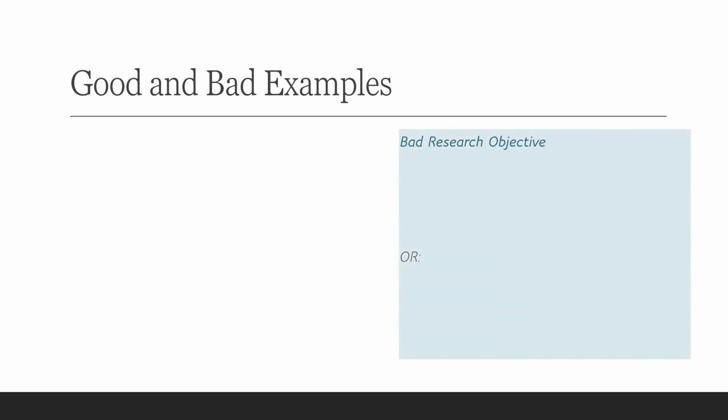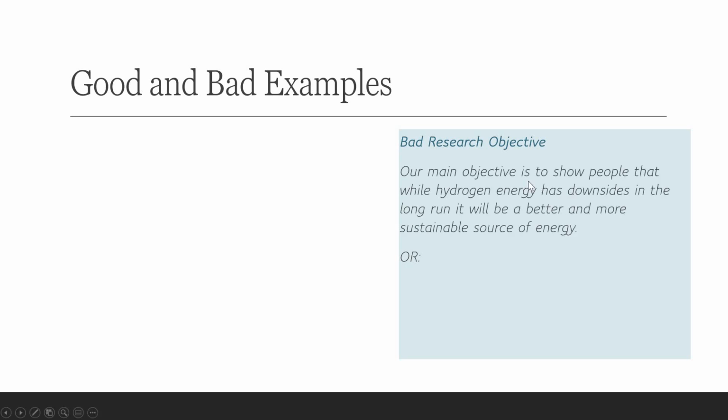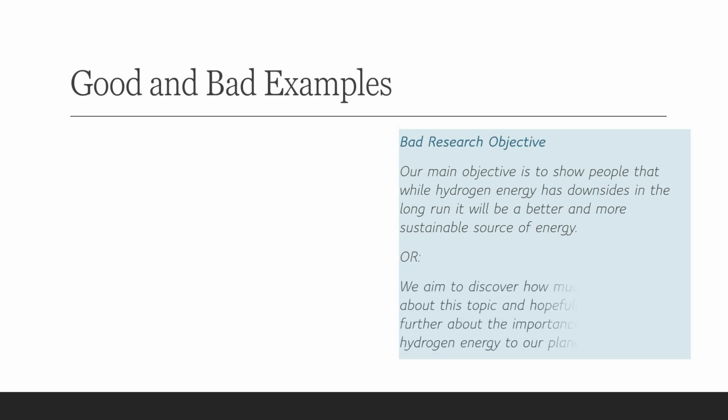Another bad research objective example is, our main objective is to show people that while hydrogen energy has downsides, in the long run, it will be a better and more sustainable source of energy. So this one, at the beginning, is not correct. We are investigating people's opinions. We are not going to show them what is correct and what is not correct. So showing people the benefits of hydrogen energy is not our research objective.